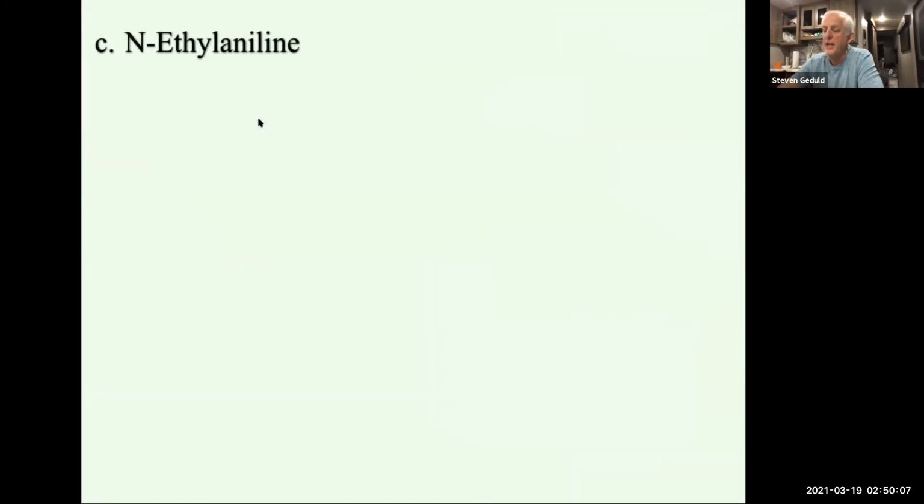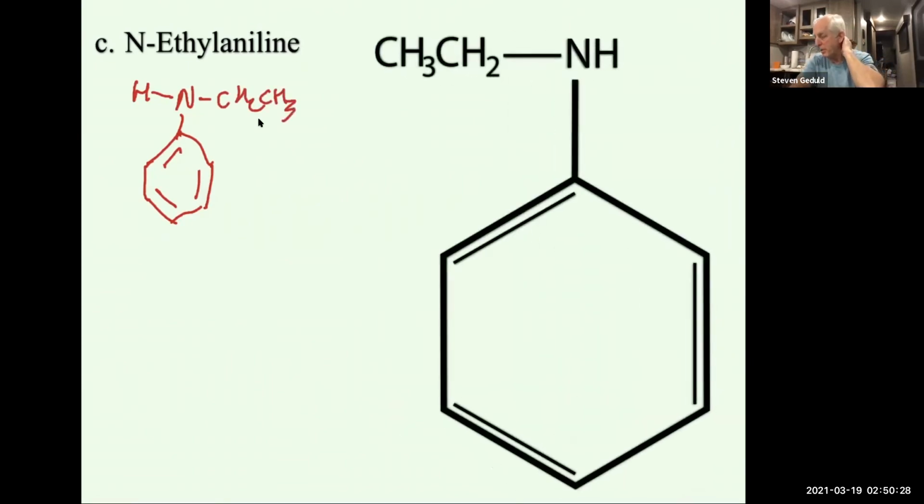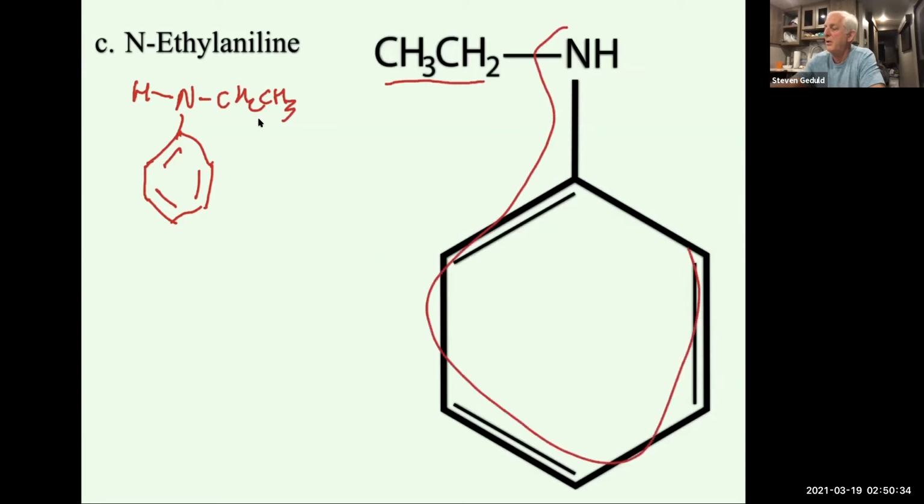Okay, and N-ethyl aniline. Again, you draw aniline. And one of the hydrogens will be replaced by an ethyl group. There's one in there. So there's your hydrogen and there's your ethyl group. Again, there's your ethyl, and this is aniline.